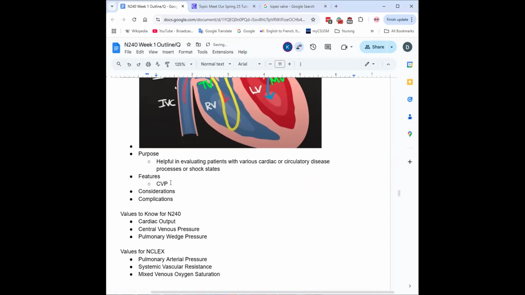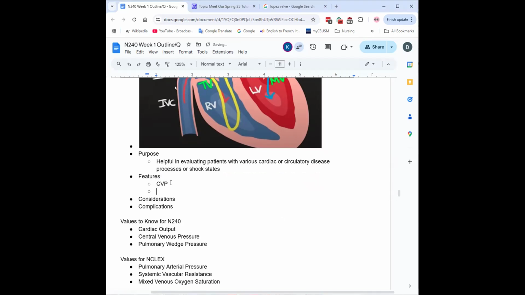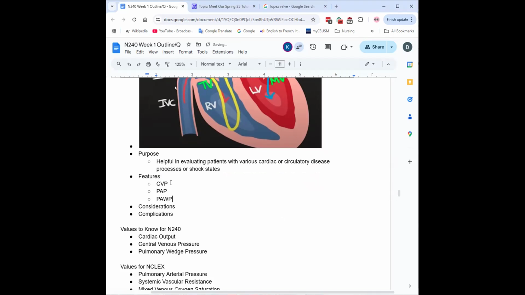Oops, CVP. Okay. So we have, yes, LVED and the PAWP are the same things. There's PAP, there's PAWP. And we can also get the cardiac output as well. Yeah, so pulmonary arterial pressure, there's the pulmonary arterial wedge pressure and the central venous pressure.